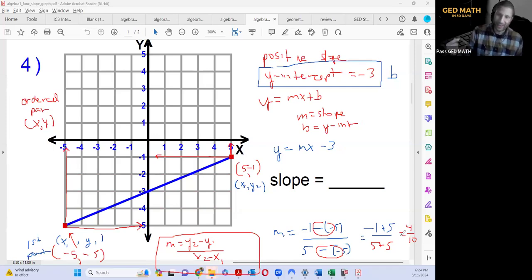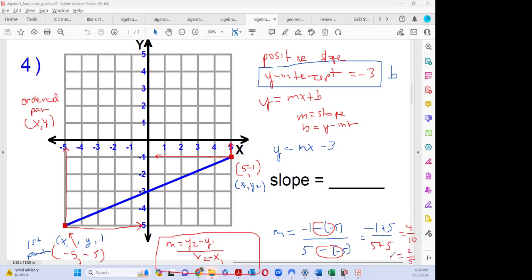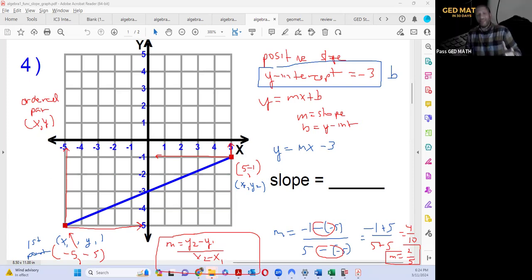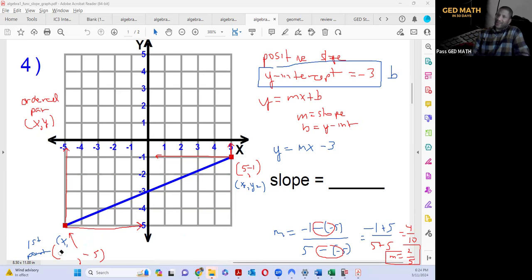But we're not done. Remember, anything with fractions, we must reduce to lowest terms. So the slope here is 2/5. 2 over 5. Okay, so what does that mean? Let me erase some of this right here, because I need you to understand what the slope of 2 over 5 actually means.